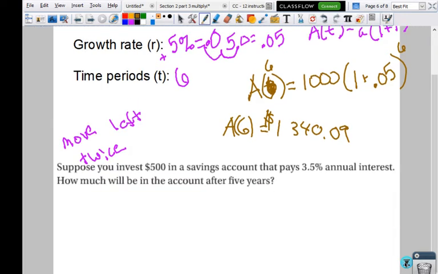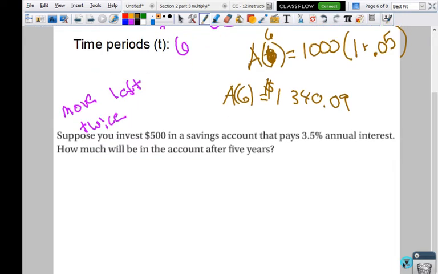Alright, let's do this next one real quick. Suppose you invest $500 in a savings account that pays 3.5% annual interest. How much will be in the account after 5 years? I should be able to use my resources on this, we just need to go through. Our starting amount is 500.